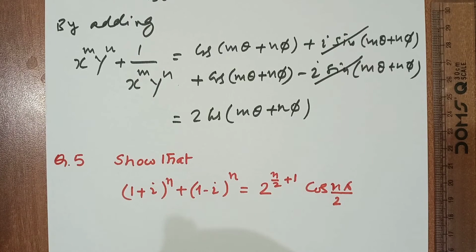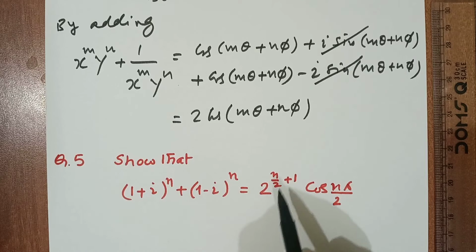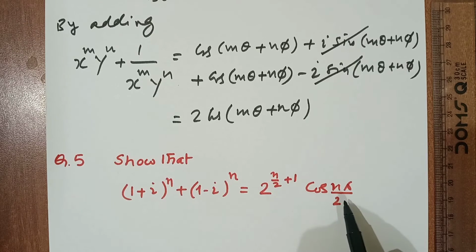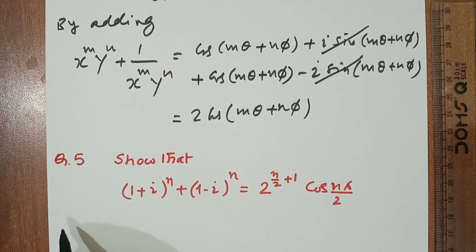So this is the next very important question. Show that (1 + i)^n + (1 - i)^n is equal to 2^(n/2 + 1) cos(nπ/2). This is a very important question. Okay, so proof.